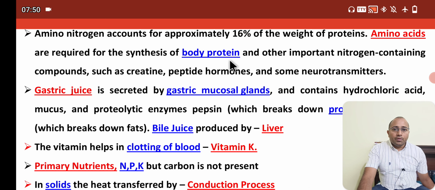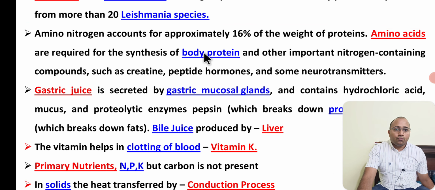You should know about amino acids. Amino nitrogen accounts for approximately 16% of the weight of proteins. They are required for synthesis of body protein and other important nitrogen containing compounds such as creatine, peptide hormones and some neurotransmitters. So this is very important, guys.